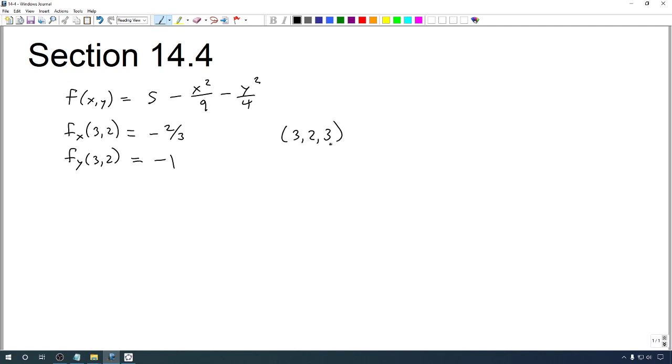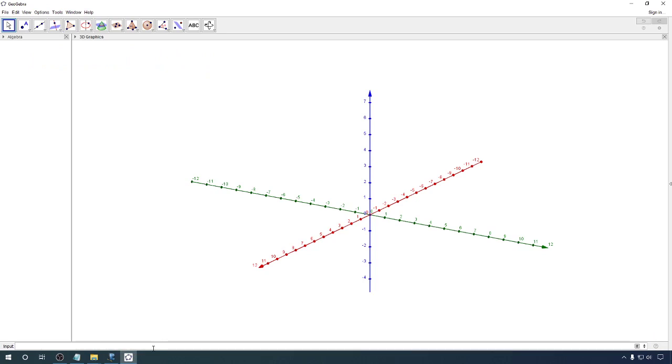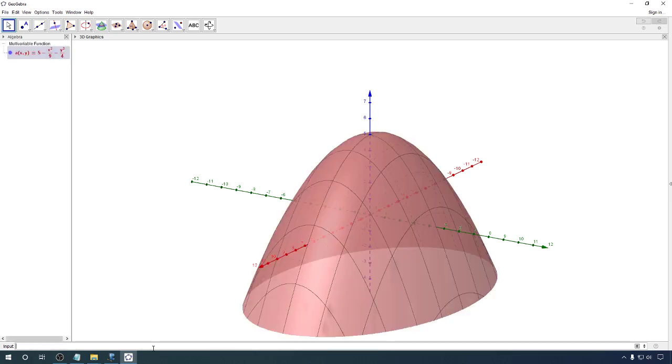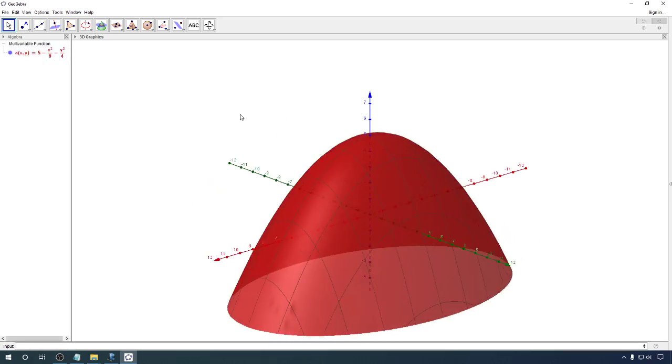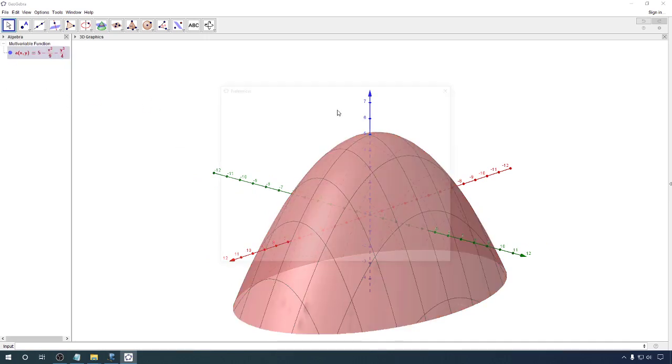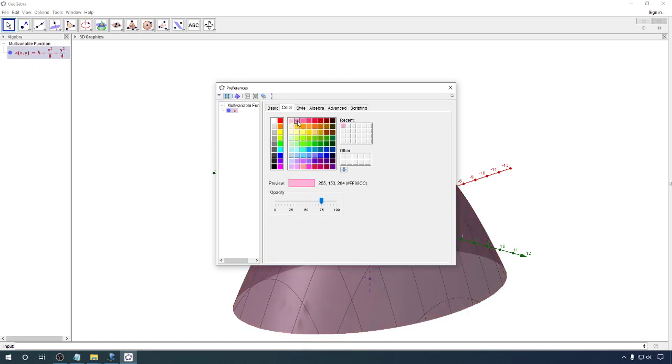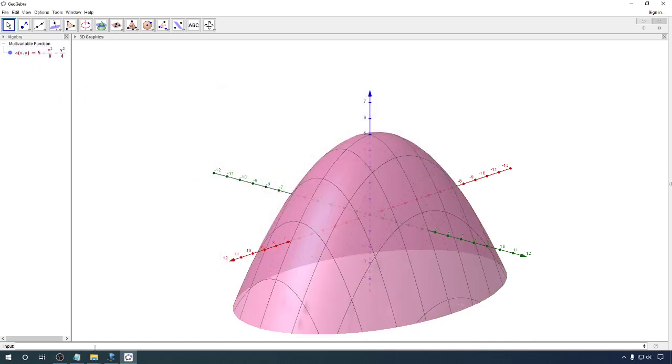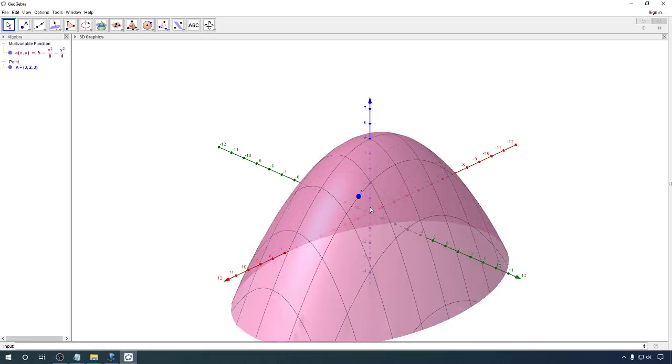If we were to plot those, let's go ahead and actually plot that surface. That should be an x. Remember we had our elliptic paraboloid. You can go ahead and make that a lighter color. Go ahead and put the point (3, 2, 3) on there. So I've got this point A that's on our surface.